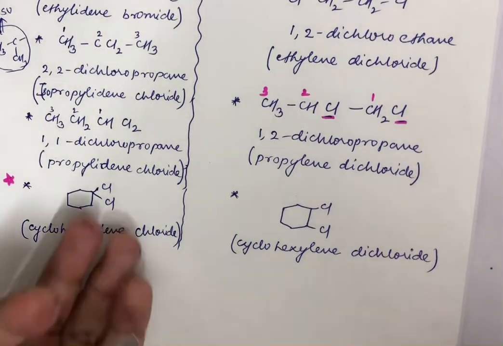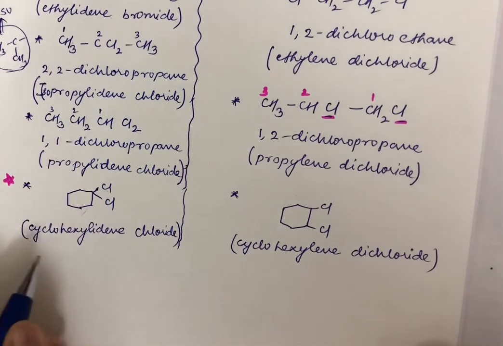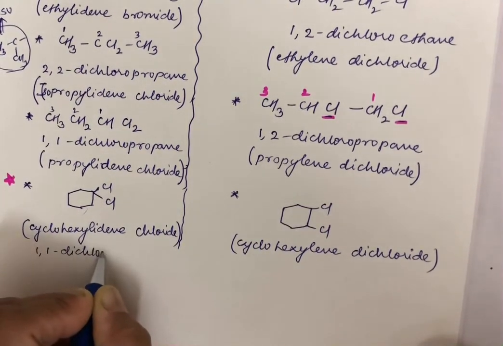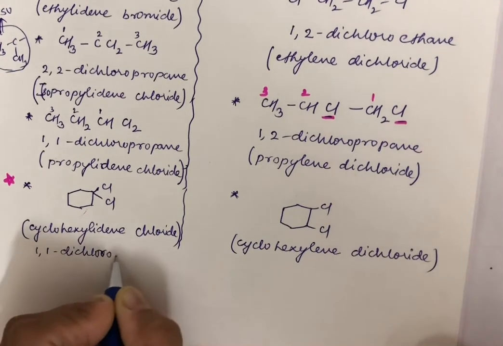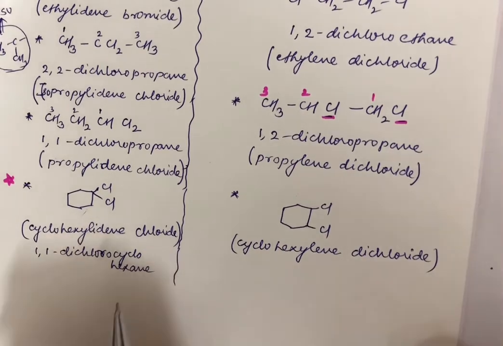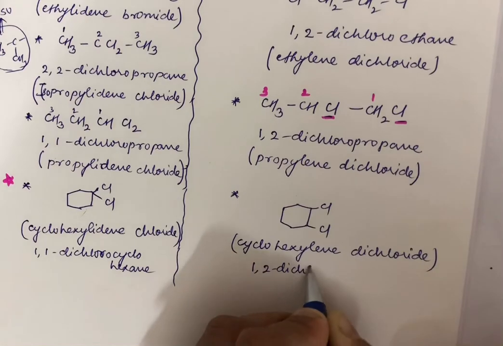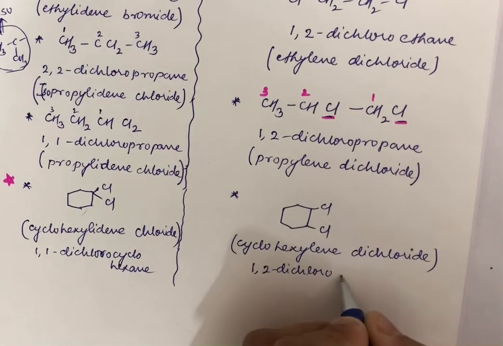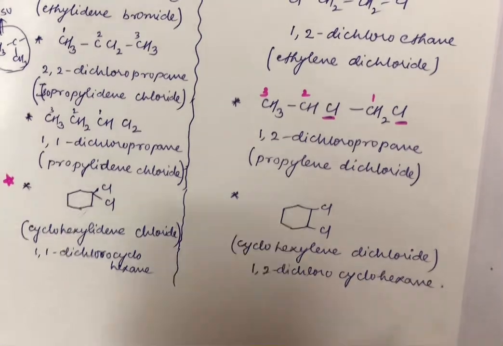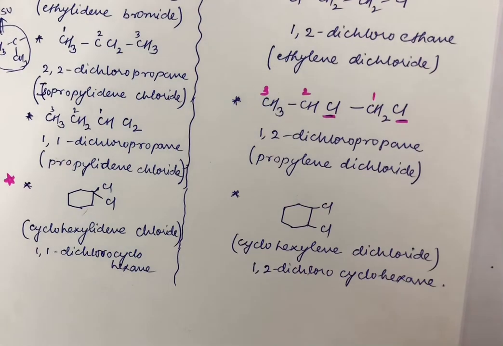Okay, IUPAC you are aware, you can call this as 1,1-dichlorocyclohexane. To this you can call it as 1,2-dichloro, because they are at 2 position, 1,2-dichlorocyclohexane. So students, these were the various dihalogen derivatives I wanted to discuss.